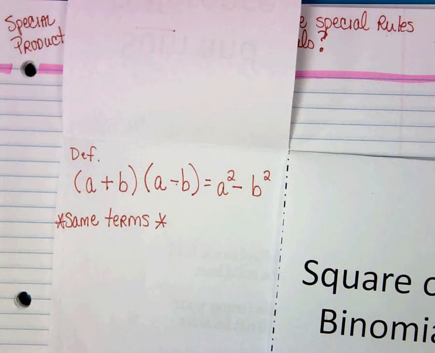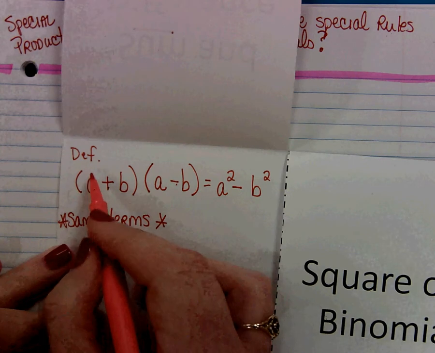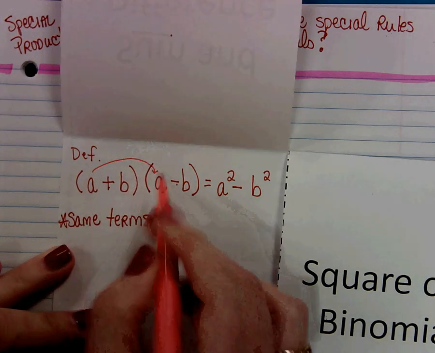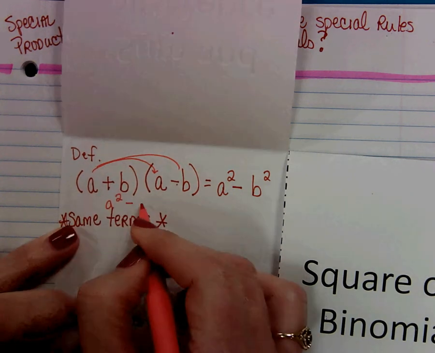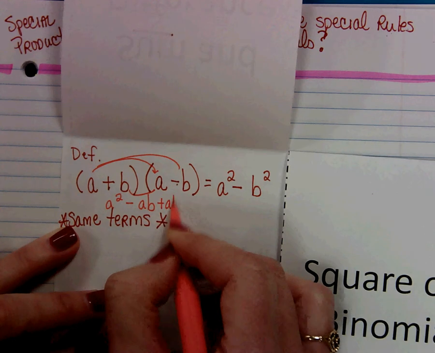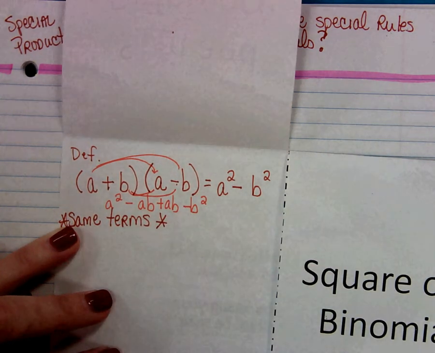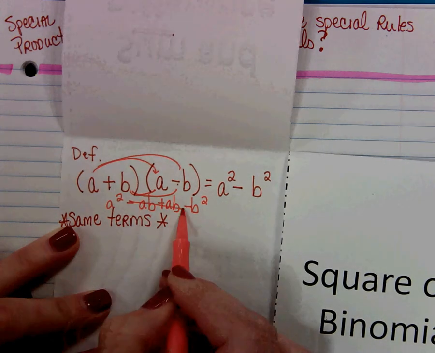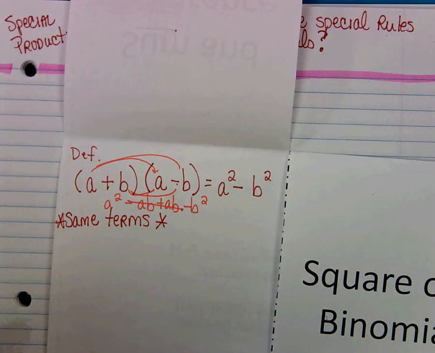But what I do want you to see, though, is why we get that. If I were to use my FOIL method, I would get A squared minus A times B plus A times B minus B squared. And so if you see right here, those like terms in the middle cancel out, and it's still A squared minus B squared. So if we recognize this, we can save ourselves a little bit of work.